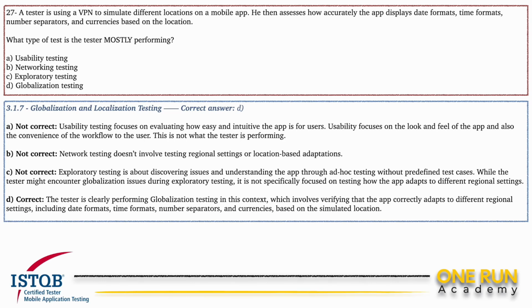Moving to option B, networking. I truthfully don't think so, as the tester in this scenario isn't concerned with how the app performs over the network. Instead, the focus is on how the app adjusts its settings based on the simulated location, which is unrelated to network evaluation. Next, option C, exploratory testing, which is not correct.